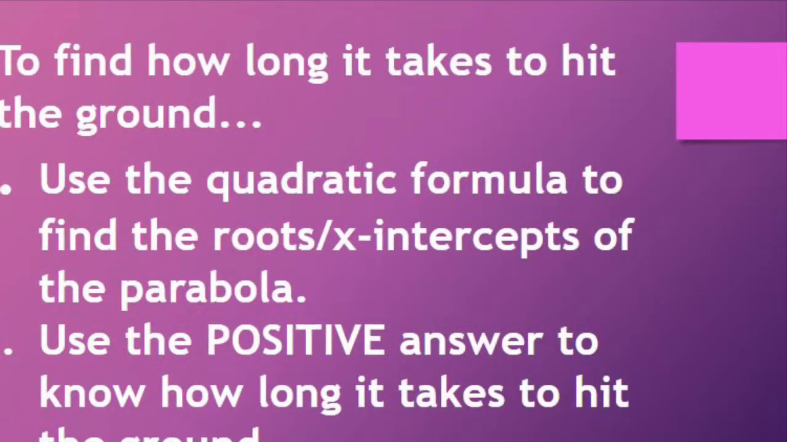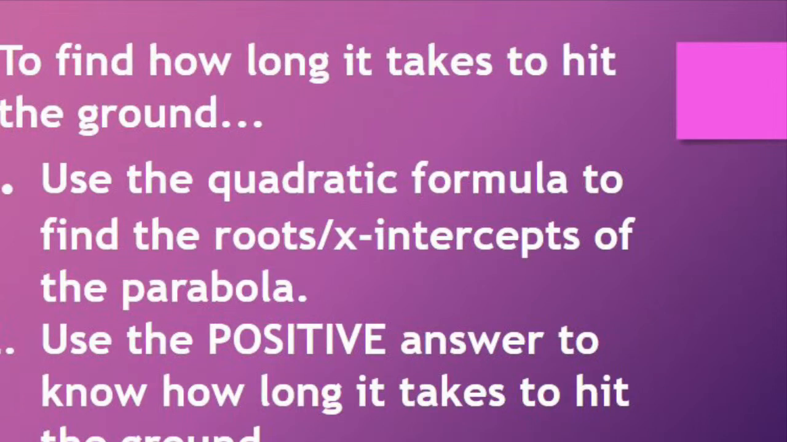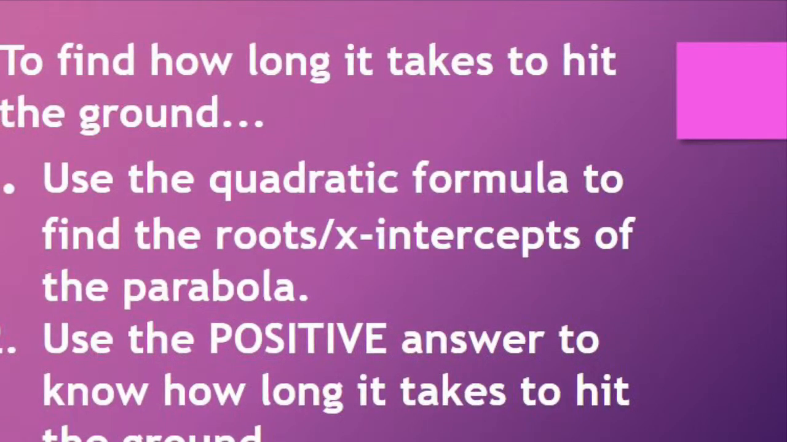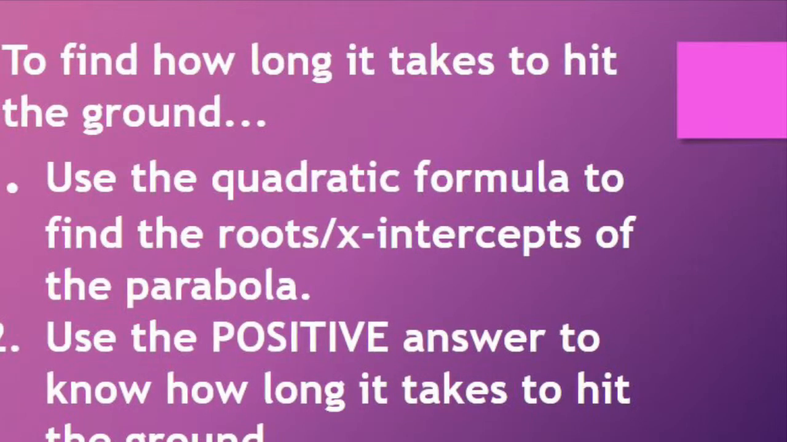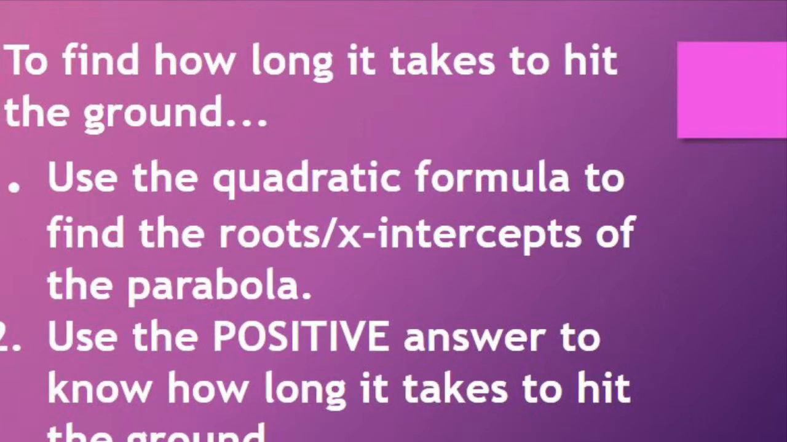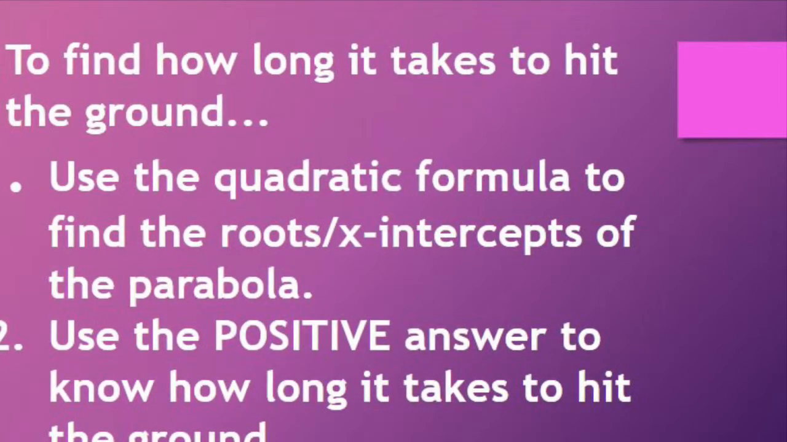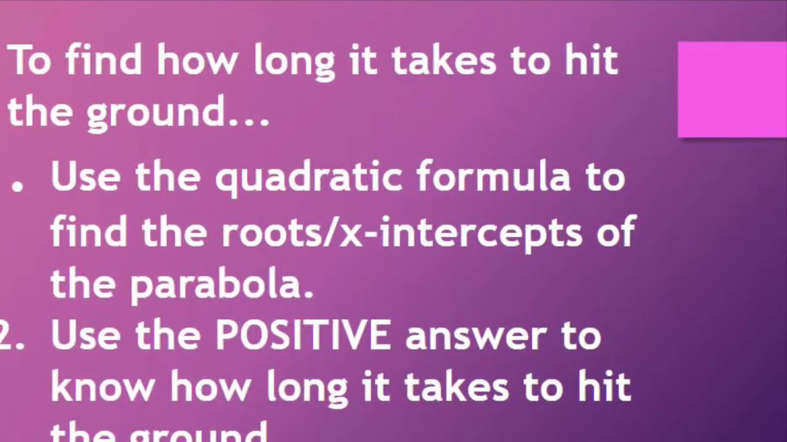The final thing that you learned on Tuesday was how to tell how long it takes for the object to hit the ground. We talked about how in the parabolic path, the ground is represented by the x-axis, and so when it hits the ground is the x-intercepts. And the best way to find the x-intercepts of the quadratic equation is to use the quadratic formula. Negative b plus or minus the square root of b squared minus 4ac all over 2a.